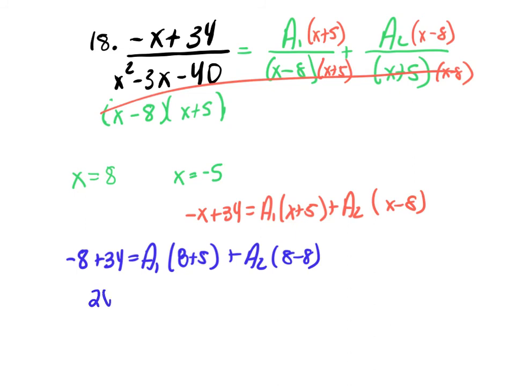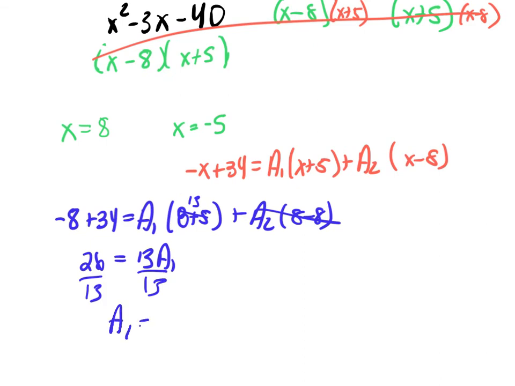So I have positive 26 equals 8 and 5 is 13, so 13 a sub 1, and then my 8's cancel out. Divide both sides by 13, and a sub 1 is going to give me 2.